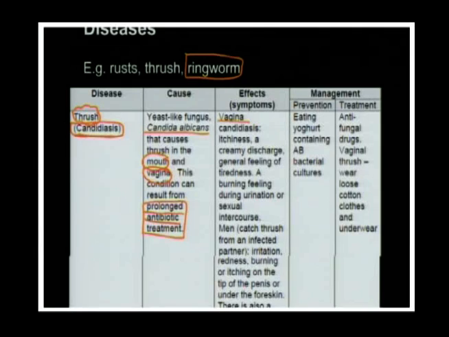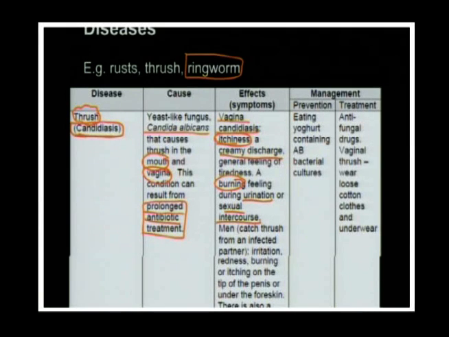Let's look at some of the symptoms. Specifically for vaginal candidiasis, it is the most incredibly itchy sensation, which is accompanied by a creamy discharge from the vagina as well. Generally, you will also feel quite tired, quite run down as well. You will feel burning during urination or during sexual intercourse. Now, vaginal candidiasis, obviously, is restricted to females. However, it can be passed from a female to a male or vice versa.